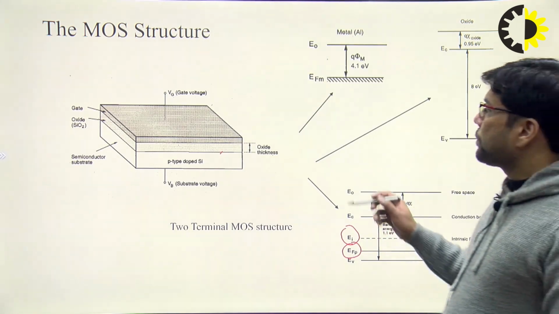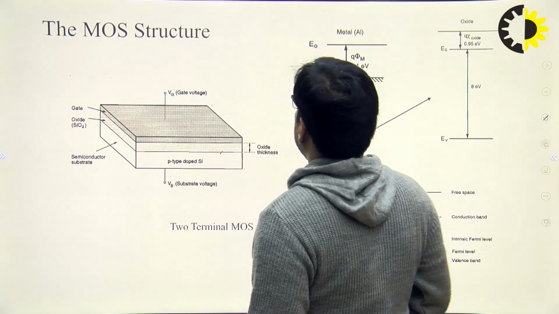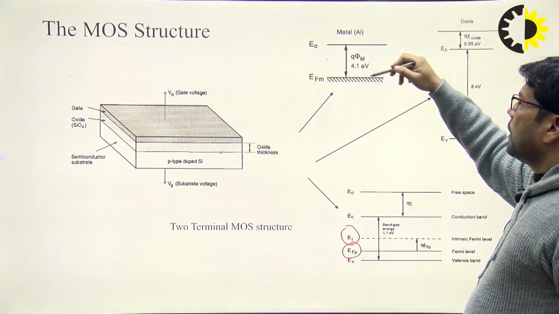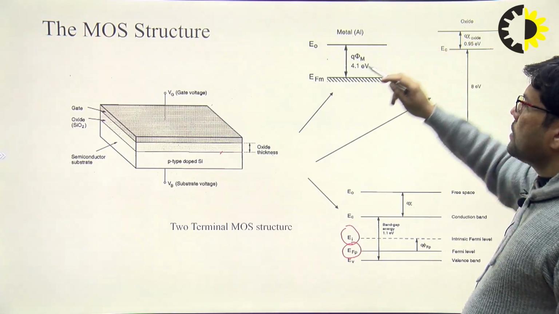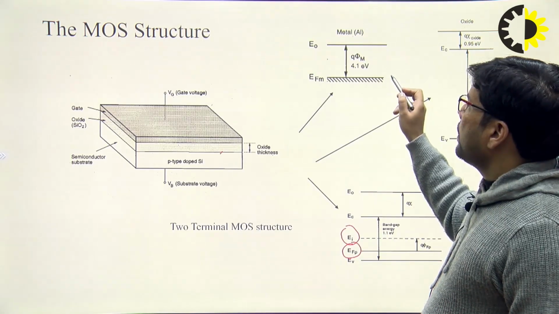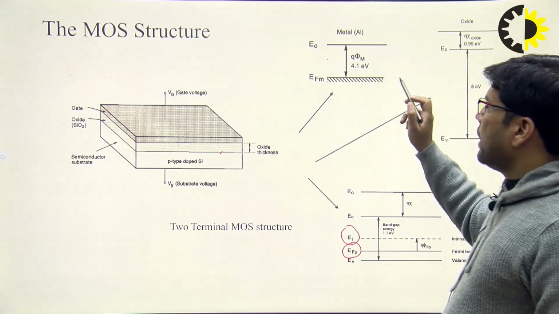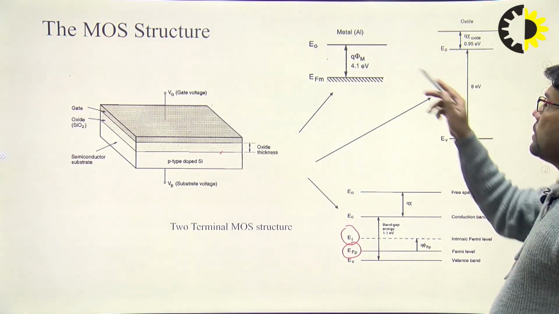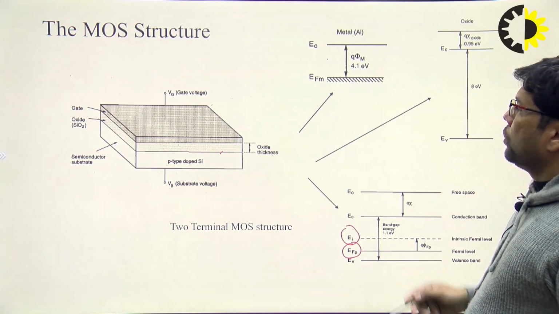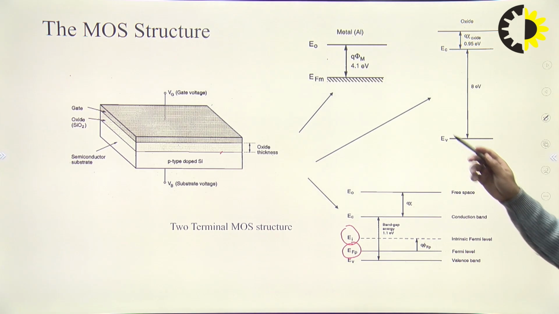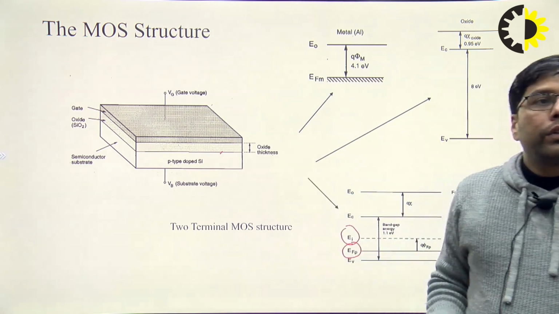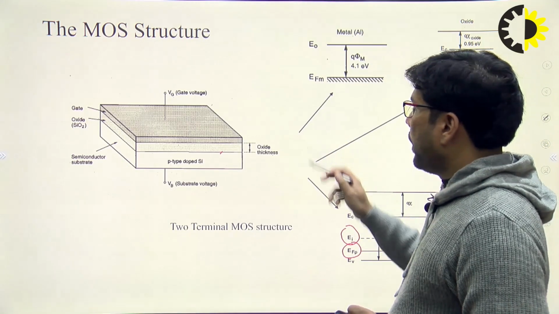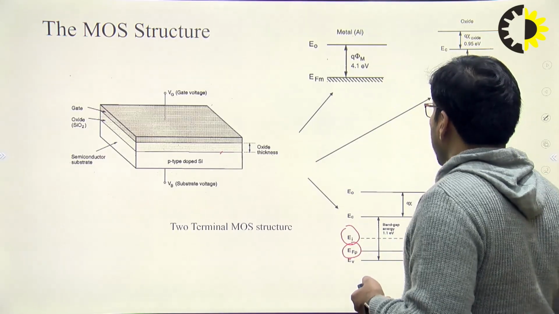The next one is the metallic body. This is a metallic body, so this is the energy band diagram for the metal. You can see here the conduction band, valence band and Fermi level energy coincide with each other, and the work function with the free space energy band is 4.1 electron volt. So these are the separate energy band diagrams of the MOS structure. For a device, the Fermi level should be aligned throughout the structure.